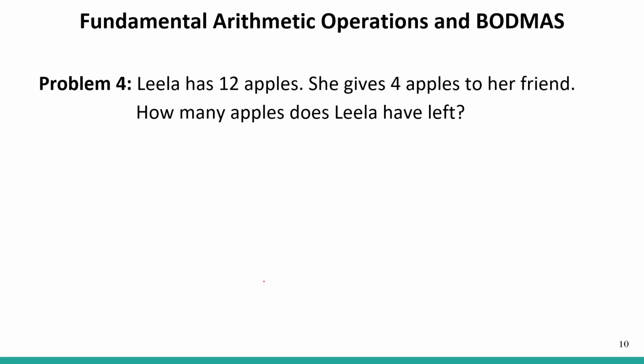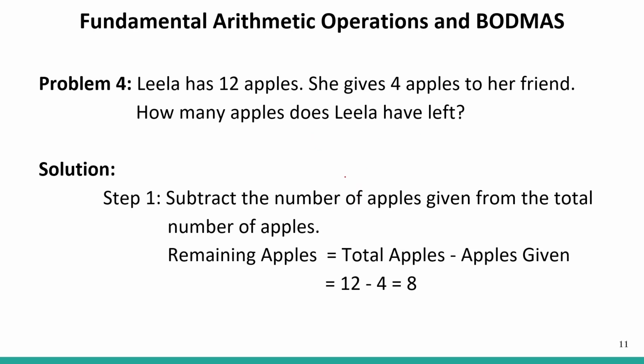If Leela has 12 apples and she gives 4 apples to her friend, how many apples does Leela have left? Leela had 12 apples and she gave 4 apples to her friend. So how many apples does Leela have left? That is 8 apples. We subtract total apples minus apples given, so it is equal to 8.